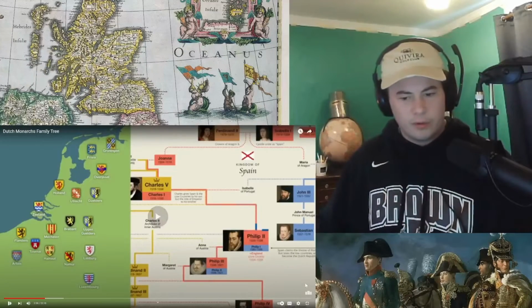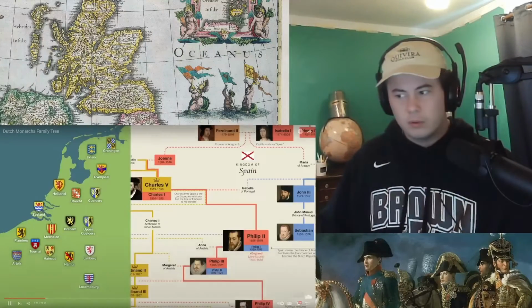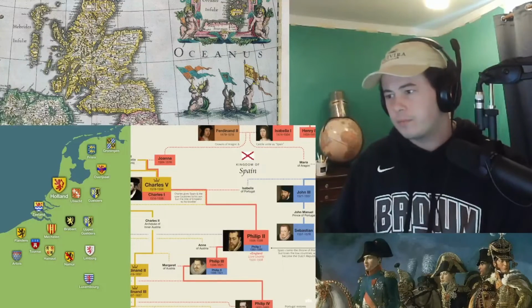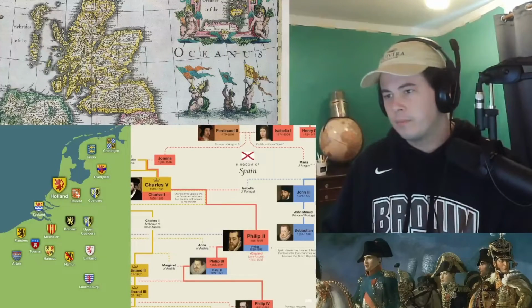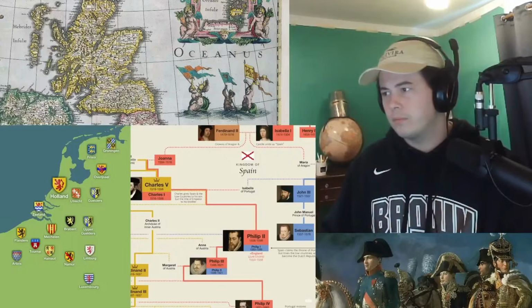changed hands so often? The largest of which was Holland. This is why, to this day, some people still refer to the Netherlands as Holland, even though Holland is actually just one part of the Netherlands.